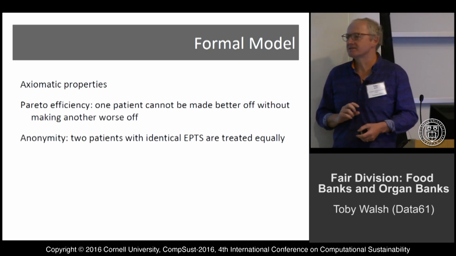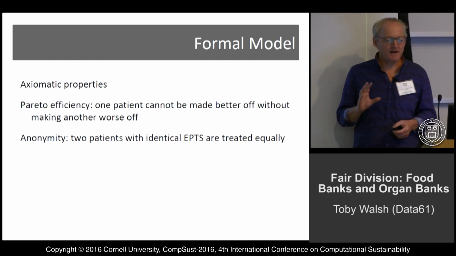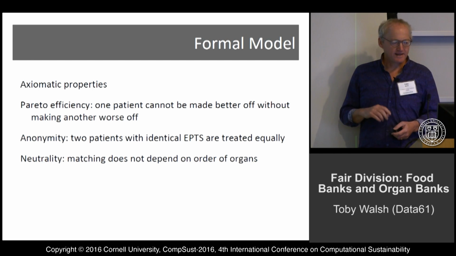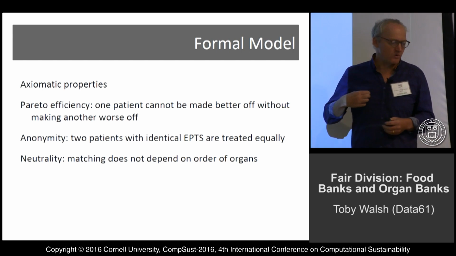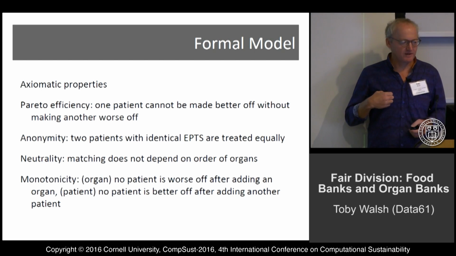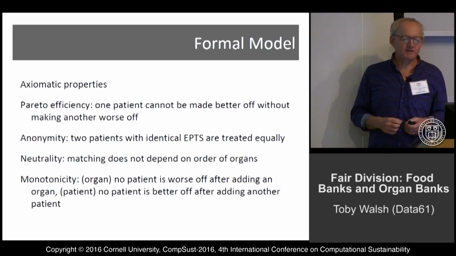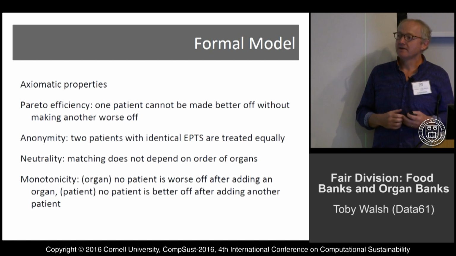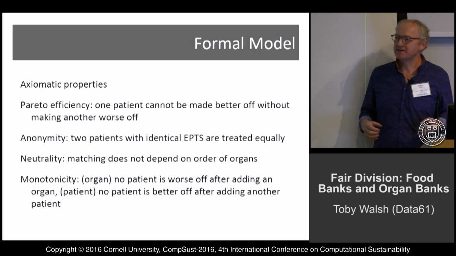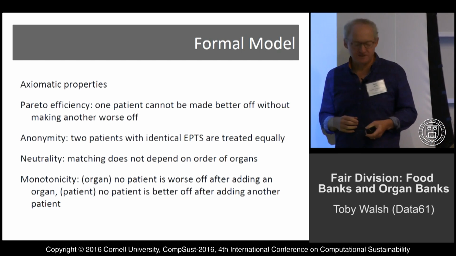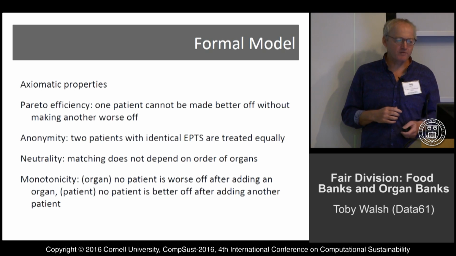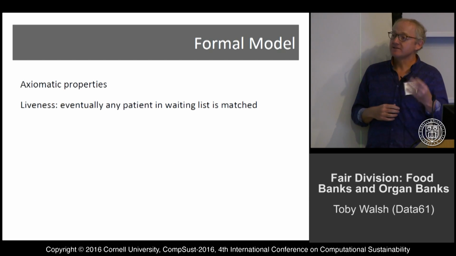Anonymity, we want to treat two patients with equal age equally. Neutrality, if we rotate the arrival order of the organs, it's the same. There's various monotonicity properties. If we add more organs to the problem, life should only get better for the patients on the waiting list. If we add patients to the waiting list, their lives shouldn't get better. There's only more competition for organs. So some simple sorts of properties that you can start asking about this online problem.